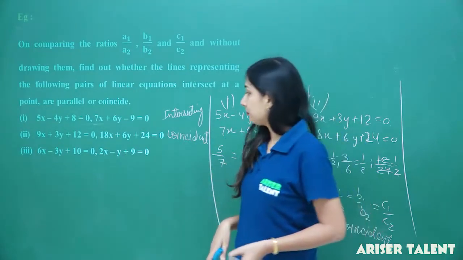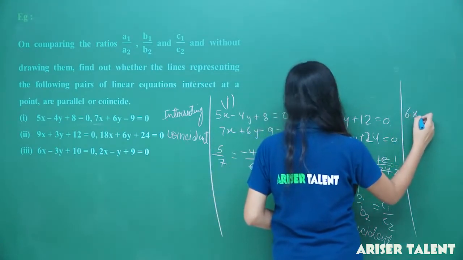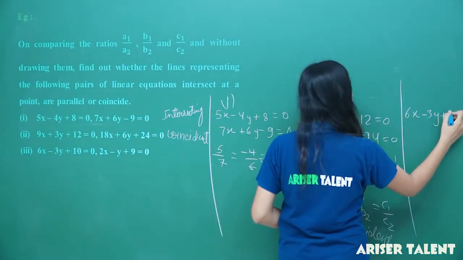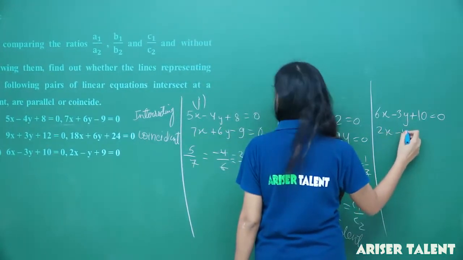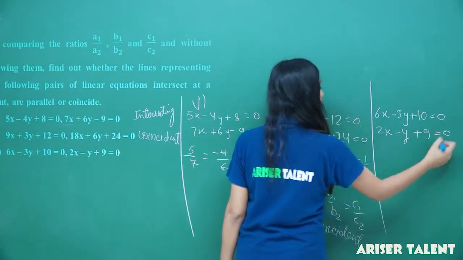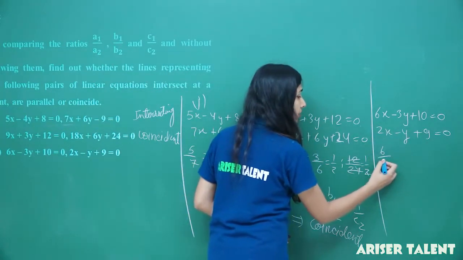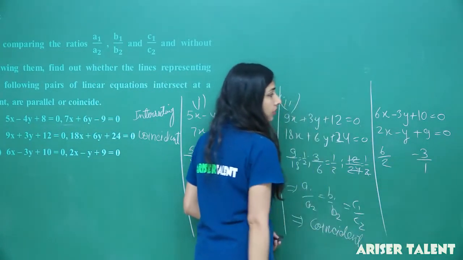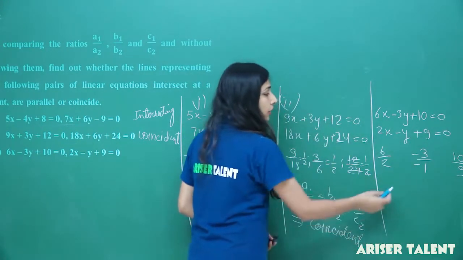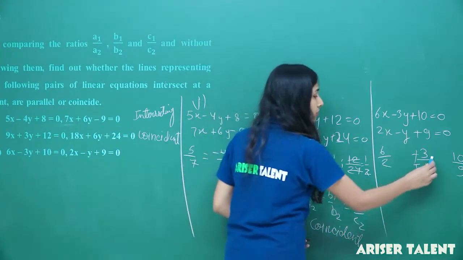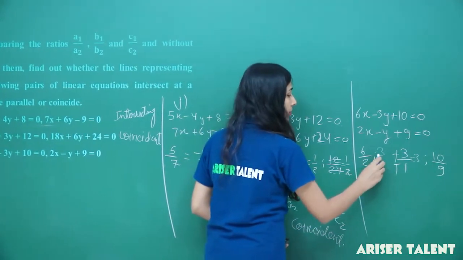Okay. Now the third: 6x minus 3y plus 10 equals 0, and the second one is 2x minus y plus 9 equals 0. Now students, I will take these ratios; this is minus and this is also minus, so minus minus will cancel out. So this is 3 by 1, and this is 10 by 9 simply.